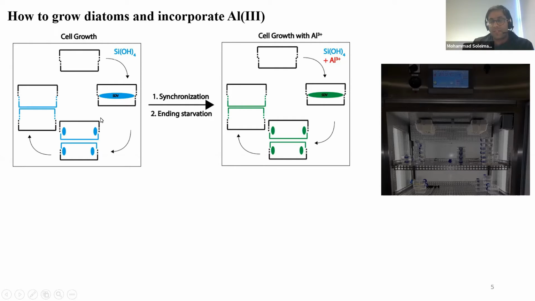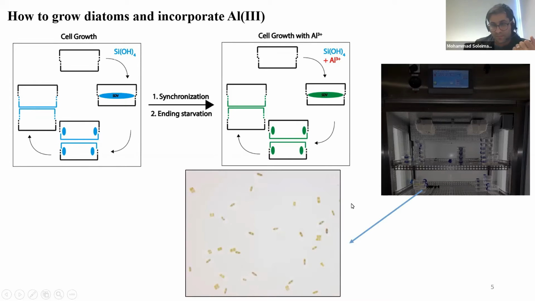We can do the synchronization, which means all of the diatoms are growing at the same age, and after synchronization, we can end the synchronization by feeding the organism with silicic acid. This time, because we wanted to incorporate aluminium in the next generation and the new generation of the silica which is formed, we feed them with aluminium to incorporate aluminium alongside silicic acid into the silica structure of the frustule.